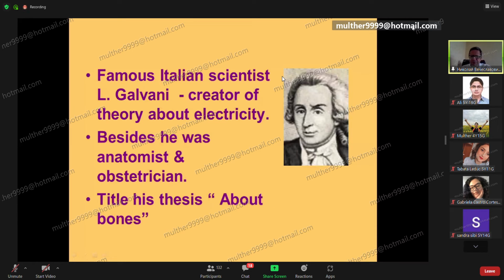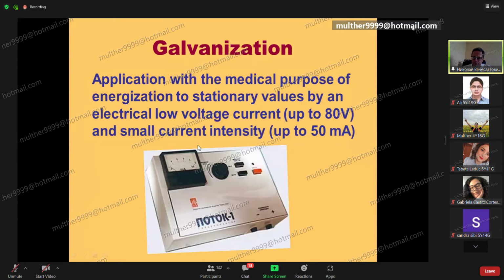Let's remember the most famous figures who studied electricity, famous scientists. Luigi Galvani created the theory about electricity. He was also an anatomist and obstetrician. His name was used for the first, most simple procedure for electric current application, galvanization.